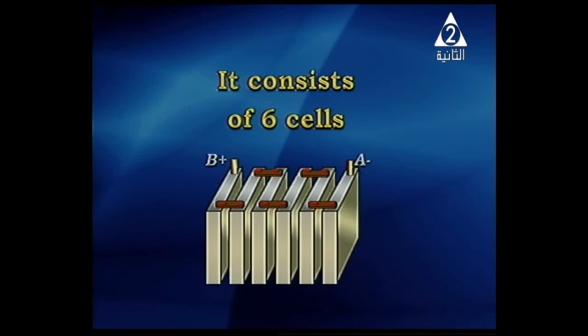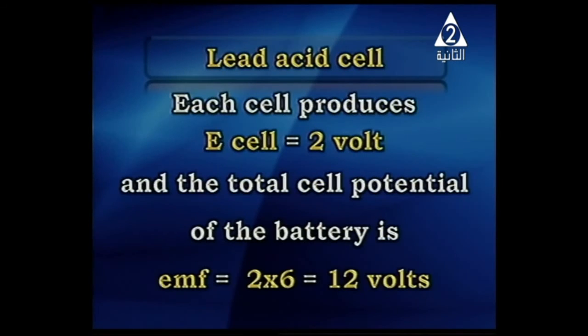So this type of cell consists of 6 cells connected to each other like this. This is A, it means anode, it is negative. And we have B, plus, the cathode, it is positive here. Why? Because here we have the liquid found between them. Each of the 6 cells makes the reaction. Each cell produces E cell equal to 2 volts, between the positive and negative, between lead and spongy lead. And the total cell potential of the battery is 2 times 6 cells equal 12 volts.